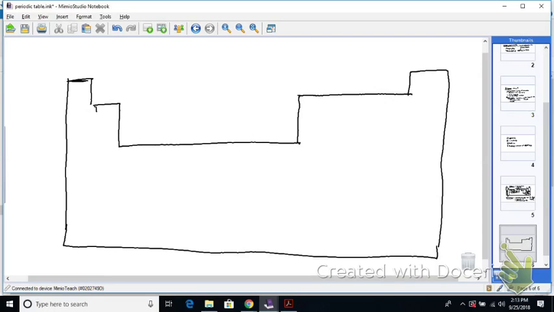Do we need to draw that? Yeah. Are we gonna draw the periodic table elements? No, we won't have to do that.